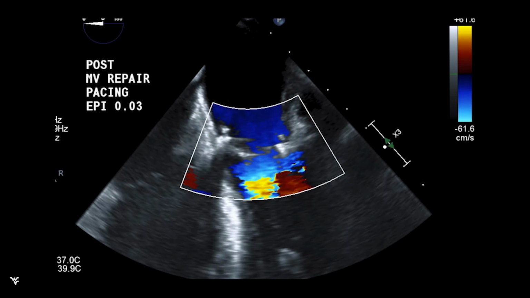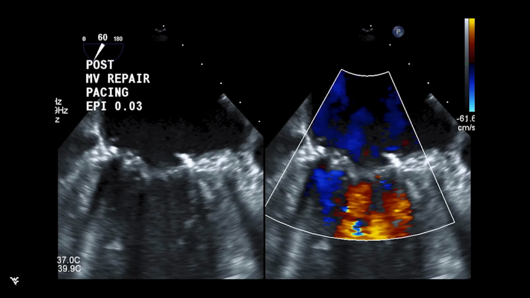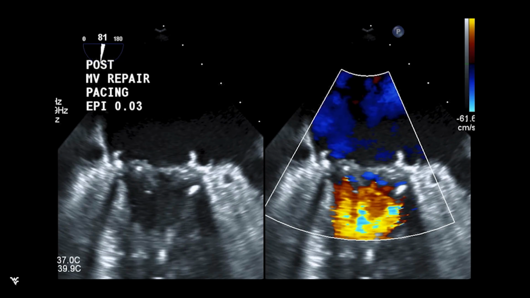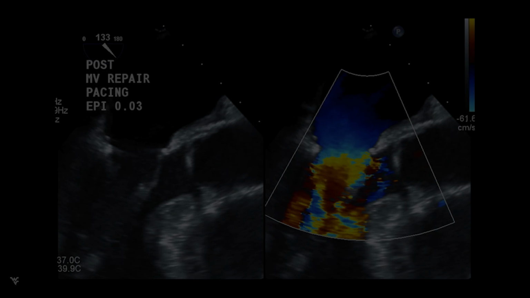And so these two cases demonstrate the possibilities of repairing commissural prolapse with appropriate planning. Now we know how to address commissural prolapse. Building upon that, what happens when you actually have focal anterior leaflet flail? And that's going to be our next episode.